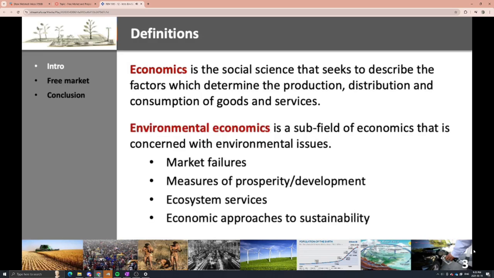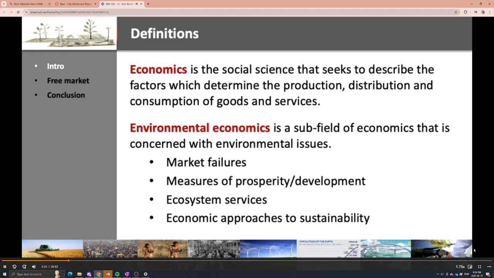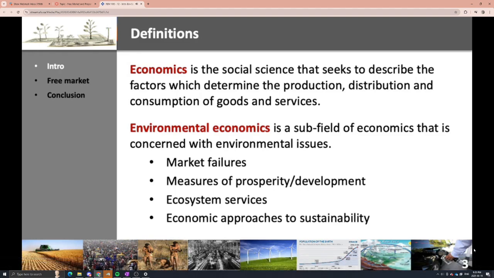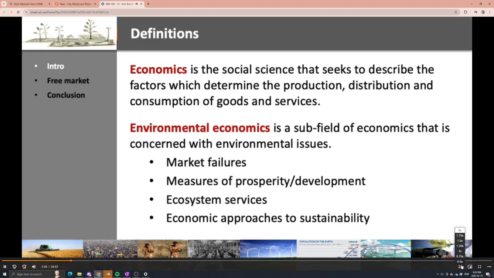Environmental economics is a subfield of economics that is concerned with the components of the economy that interface directly with the environment and where environmental challenges emerge. Some of the key topics that environmental economists are concerned about include market failures, which are market situations that lead to non-optimal use of resources. They're interested in how to measure wealth and prosperity in a meaningful way that can help promote sustainable use. How to value ecosystem services in some sort of economic framework. And also, environmental economists are interested in how to change our economic system to encourage a more sustainable future.